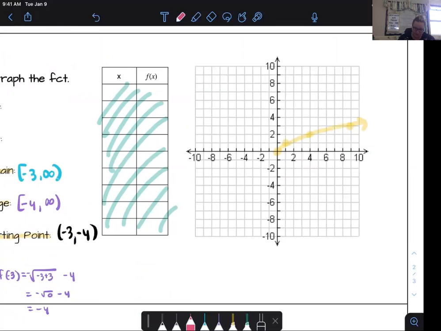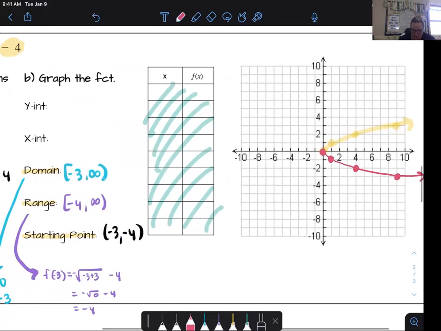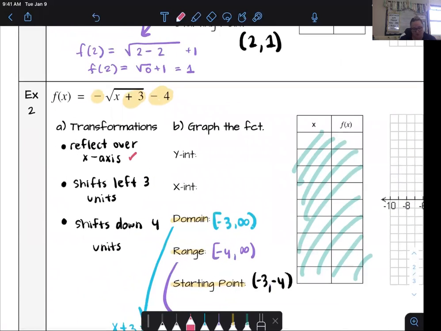So 0, 0, if I reflect it over the x-axis, is going to stay at 0, 0. 1, 1 is going to go to 1, negative 1. 4, 2 is going to become 4, negative 2. 9, 3 is going to become 9, negative 3. So there's that reflection. So I already took care of the first transformation.